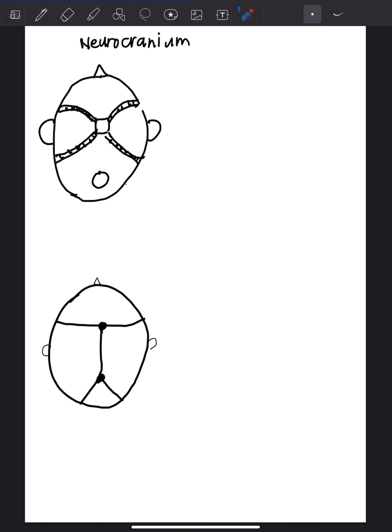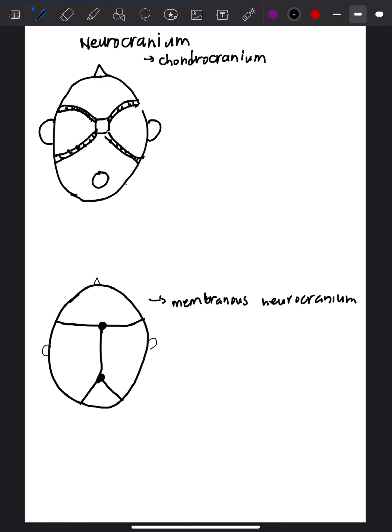If you read certain books, they have different names. For the base here, it's called chondrocranium. Later we'll see why it's called chondrocranium. And the top part, the skull cap, is called the membranous neurocranium. So one is called membranous neurocranium, and one is called chondrocranium, or chondroneurocranium, as some books also say. So why is it called differently?